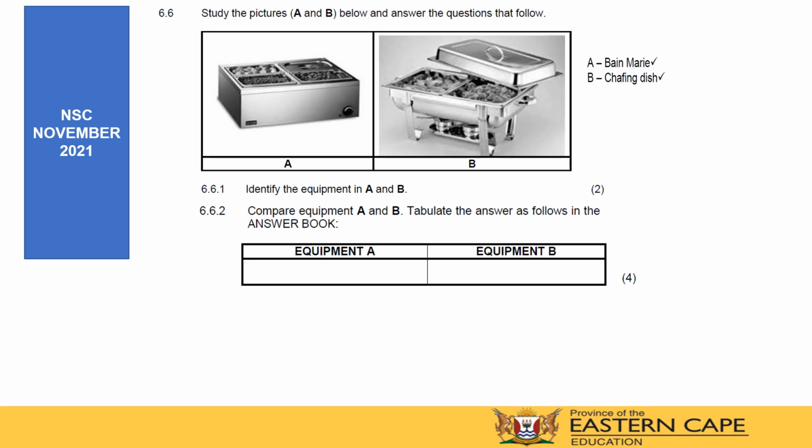Whereas in this picture on A, you cannot see that. That means that it is plugged in electricity. So remember the 2 distinctions. The bain-marie is plugged in electricity, and then the chafing dish uses a flammable gel. So please know this, so that you'll be able to get the full marks, which is 4 marks for the comparison.